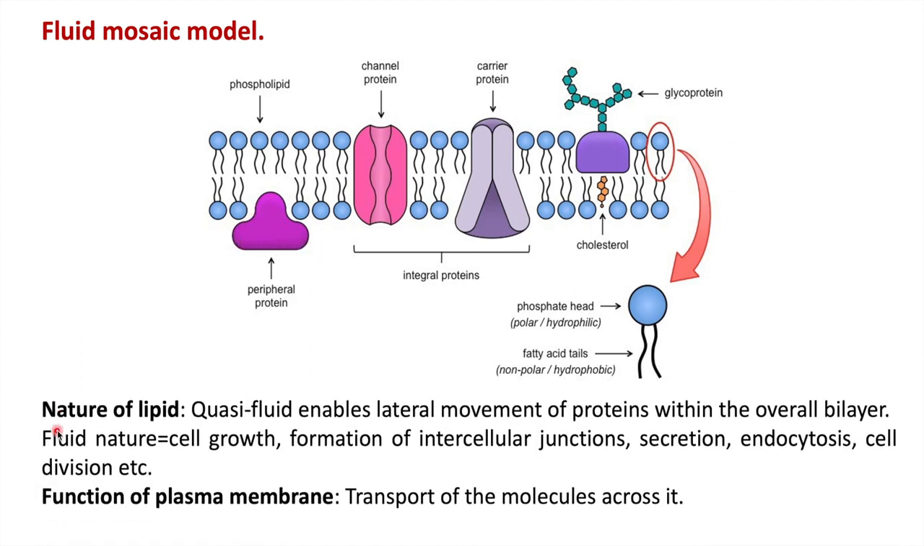So according to the fluid mosaic model, the nature of the lipid is quasi-fluid. So movement of this protein is very easy in this cell membrane. The fluid nature of these cell membranes helps in cell growth, formation of intracellular junctions, secretion, endocytosis, cell division, etc. So the main function of the plasma membrane is in transport of molecules.